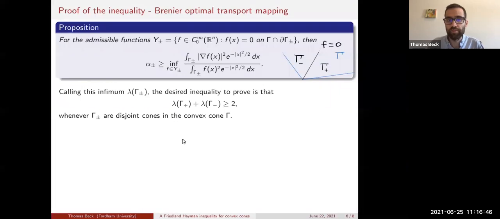So if we call this infimum lambda of gamma plus and gamma minus, then what this proposition tells us is that if we want to get a lower bound, and remember the lower bound we're aiming for is alpha plus plus alpha minus is greater than or equal to 2, then it's sufficient to prove a lower bound on the sum of these Gaussian eigenvalues instead. So the desired inequality that we need to prove is that lambda of gamma plus plus lambda of gamma minus is greater than or equal to 2 whenever gamma plus and gamma minus are disjoint cones in our fixed cone gamma that we start with.